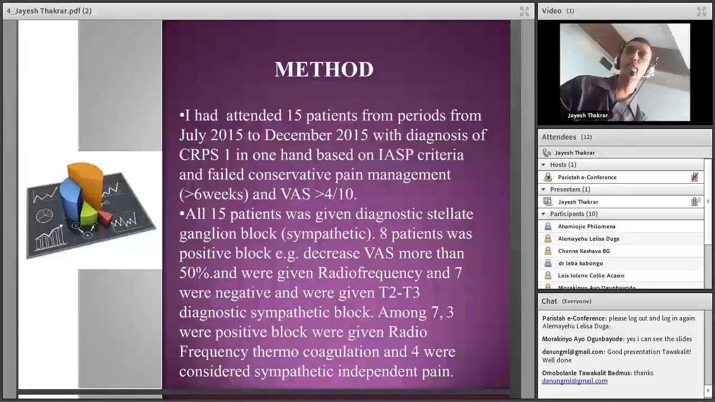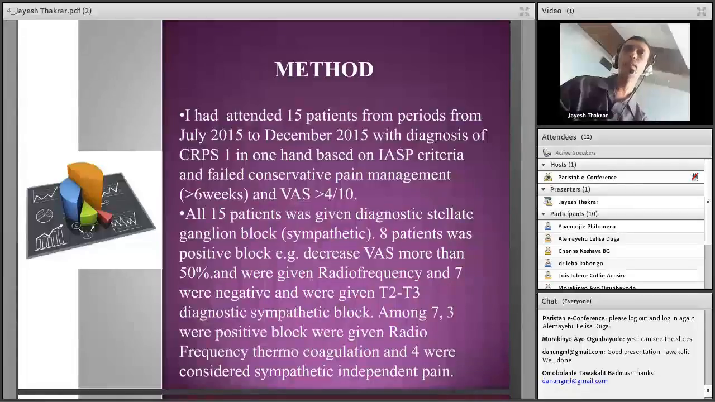All 15 patients were initially given a diagnostic stellate ganglion block. Out of 15, 8 patients had a positive result. That means their pain score decreased by more than 50%, and we considered those patients candidates for radiofrequency for long-term pain relief.